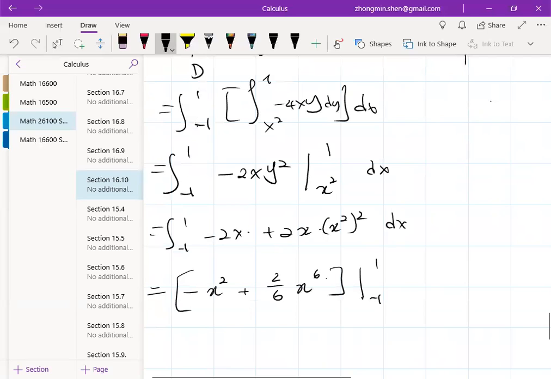I think it's going to be 0. It is going to be 0. And why is it going to be 0? Because this is an odd function evaluated over a symmetric interval. It's going to be 0.